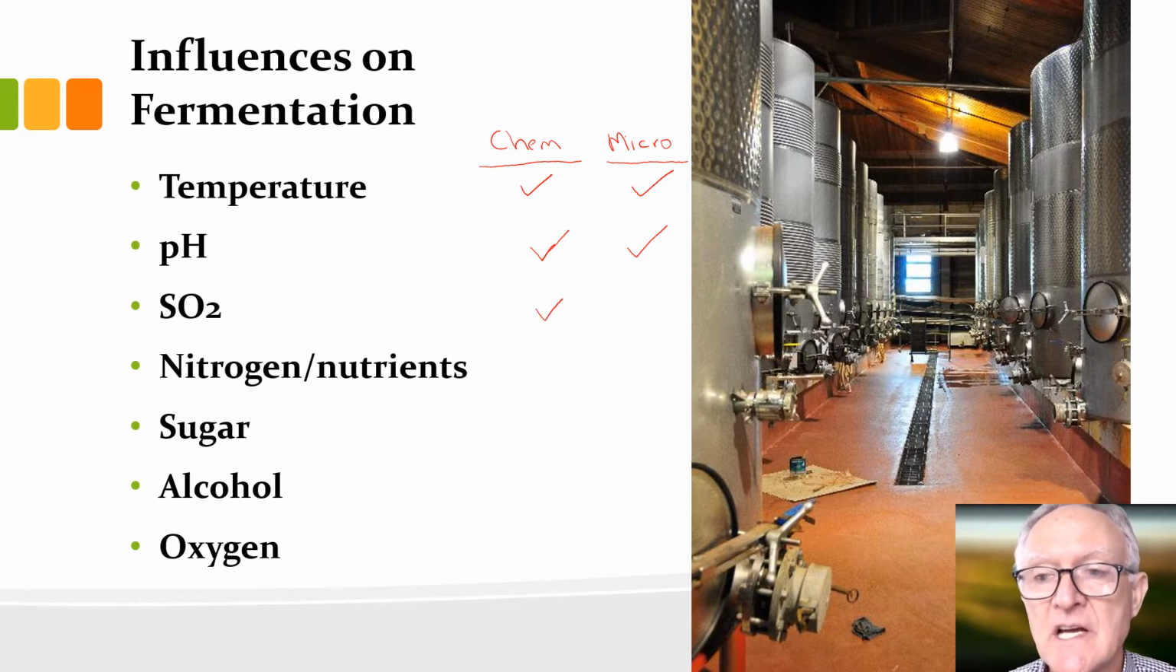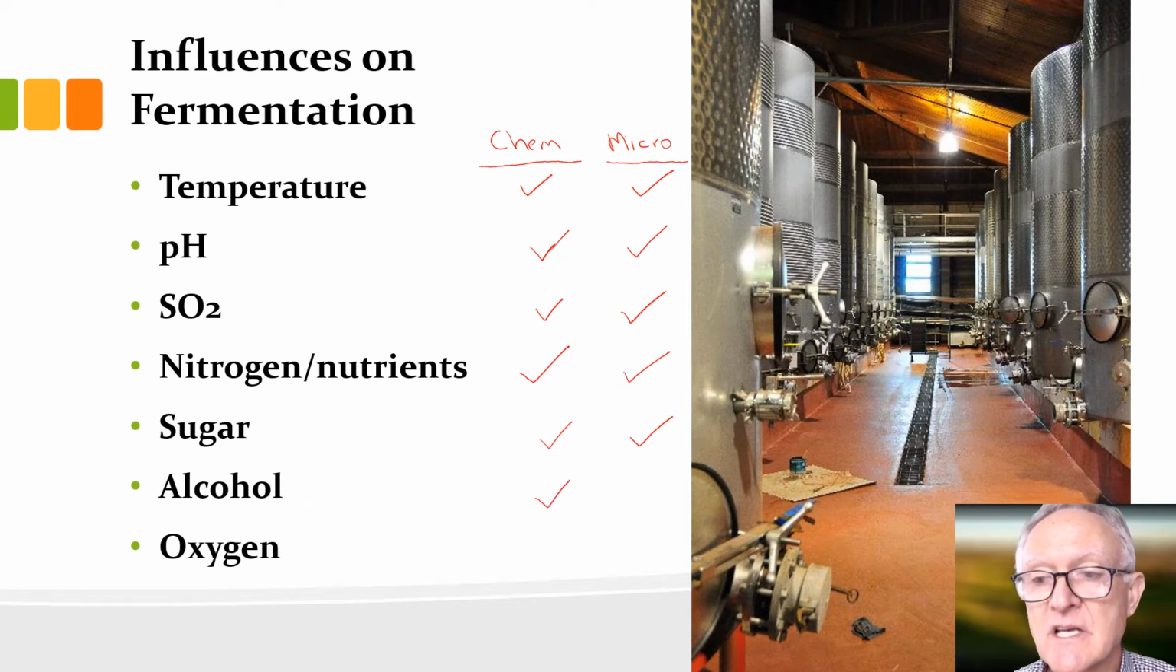Sulfur dioxide has impacts on chemistry. It changes some of the chemical reactions in the wine, and it also impacts microbes because it inhibits microbes. Nitrogen, same thing, impacts the chemistry and the microbiology. More importantly, the microbiology because it's a key nutrient for yeast during fermentation. Sugar obviously impacts chemistry, impacts the microbiology. It's the source of food for our microbes.